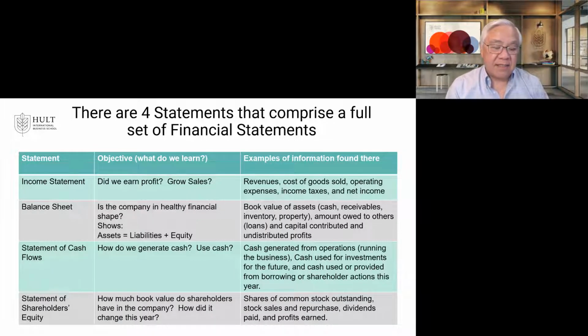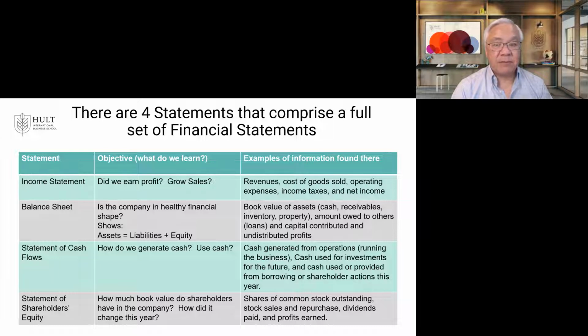The fourth is a statement of shareholders' equity, and that is, how much money did the shareholders put in? And how much money did we earn? And how much money did we pay in dividends back to them as owners? So this section, if you think about it, is what the owners want to look at, because what happened to my money? And so that's what is in the statement of shareholders' equity.